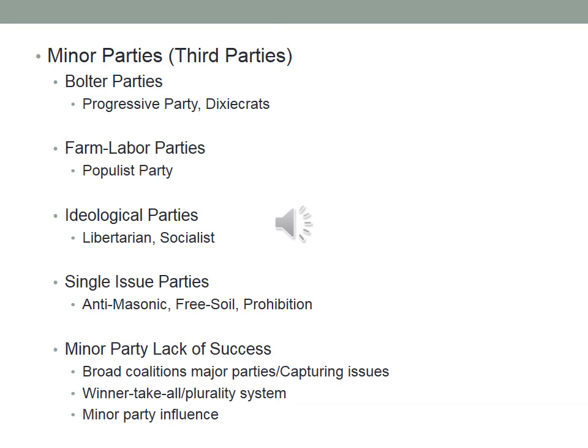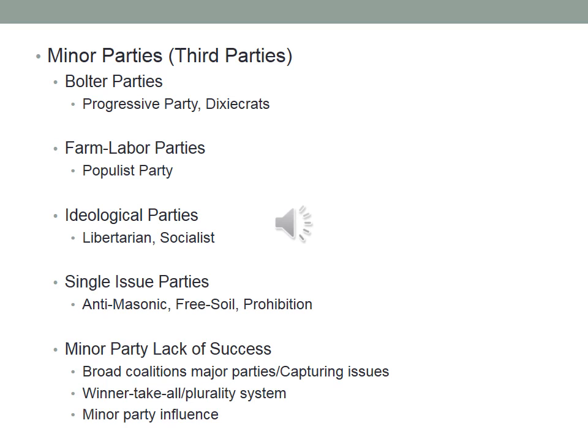Now, minor party lack of success. One of the reasons major parties, the Democrats and the Republicans, get in power and stay in power is they have a broad coalition. There's lots of different groups that make up the Democrats and the Republicans, and they stay with the Democrats and Republicans because they're the most likely ones to win. You want to align yourself with the winner. You can jump onto a third party and try to support them, but chances are you're not going to win. So you're going to probably go back and end up choosing one of the other political parties that best represents your beliefs.